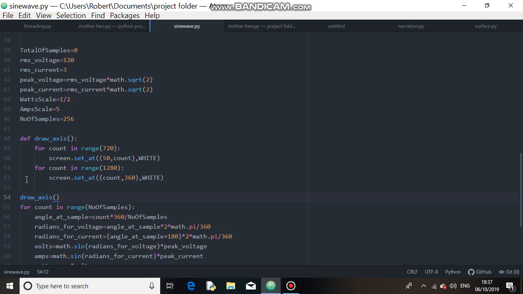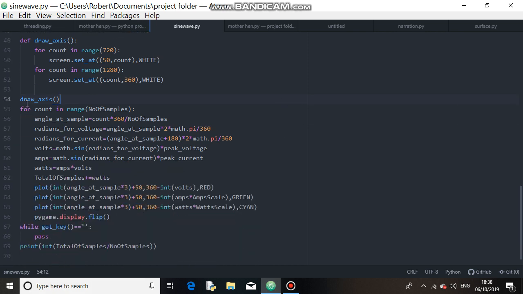Right, this defines the draw axis procedure, and this just executes it. It just draws the x and the y axis. Right, this starts a loop for count in range number of samples, that is, range 256. It starts at 0 and goes up to the number of samples minus 1, so that'll go 0 to 255. Then I work out the angle for this particular value of count. So just multiply by 360 divided by number of samples, because we only want 360 degrees, one sine wave.